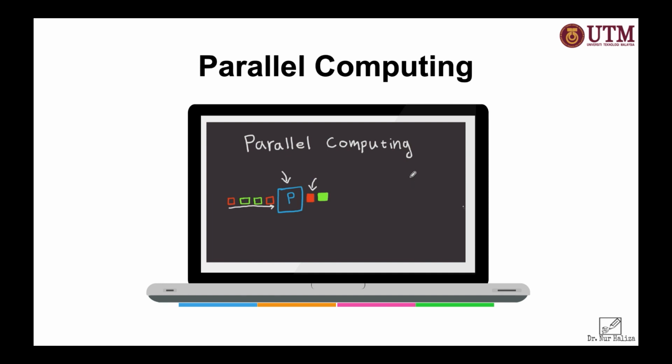So one thing we can do is to increase the number of processors. This way, we have two processors running simultaneously, and we divide the tasks between these two processors. This is called parallel computing. Two processors running at the same time, doing the calculations, and we divide the workload between these two processors.